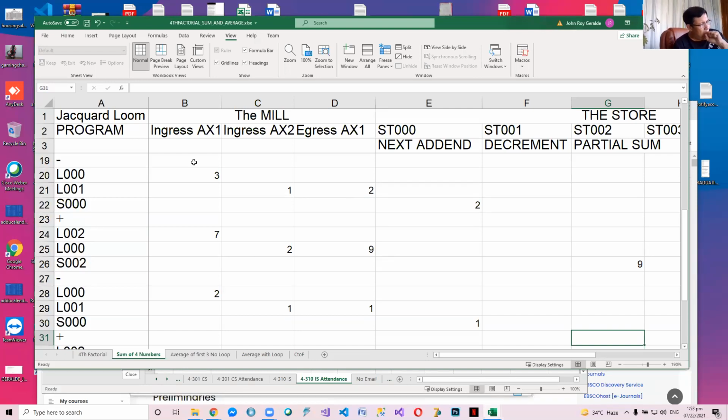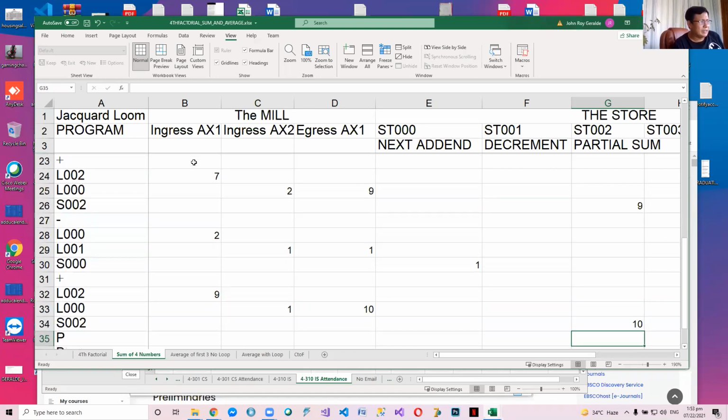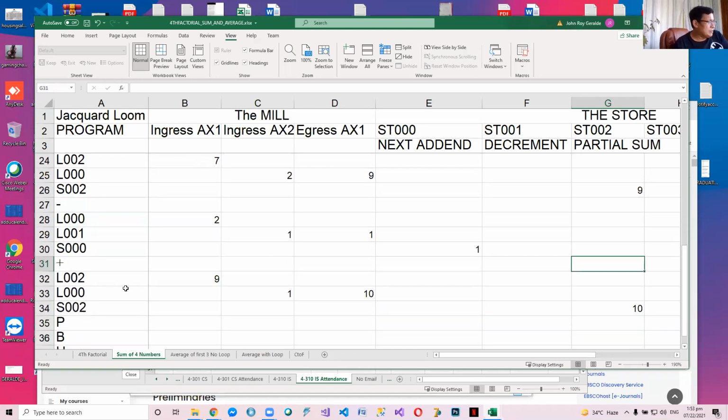So anyway, we have the correct answer, which is 10. Now, let us proceed to the next item, which is to compute the average of the first 3 numbers. What's the difference between computing average and computing sum? They're almost the same, but there will be a final step when you are computing the average. You will have to divide the sum by the total number of addends.